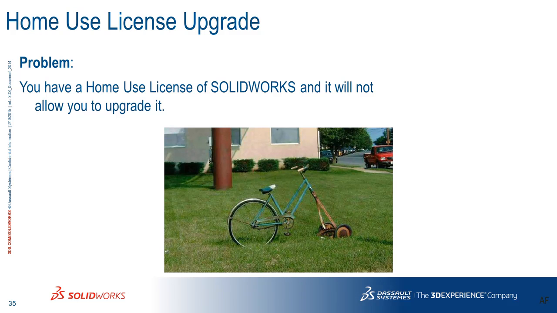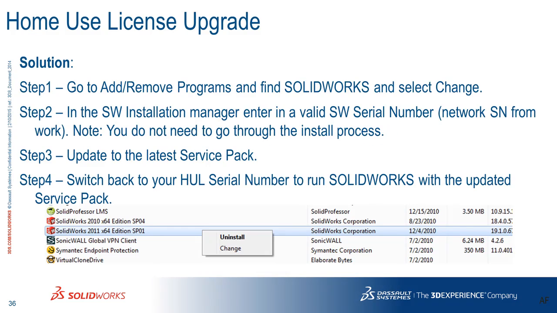Now, with network licensing, you have this neat little feature. You have another valid serial number, and that's what we're going to play with here. So what happens is it goes up, tells you can't upgrade it, and what we do is we go into Add Remove Programs, and we modify our install. Now, we're at home right now, okay? And we're modifying our install, and we change the serial number of our home use license to the same serial number as our network license.